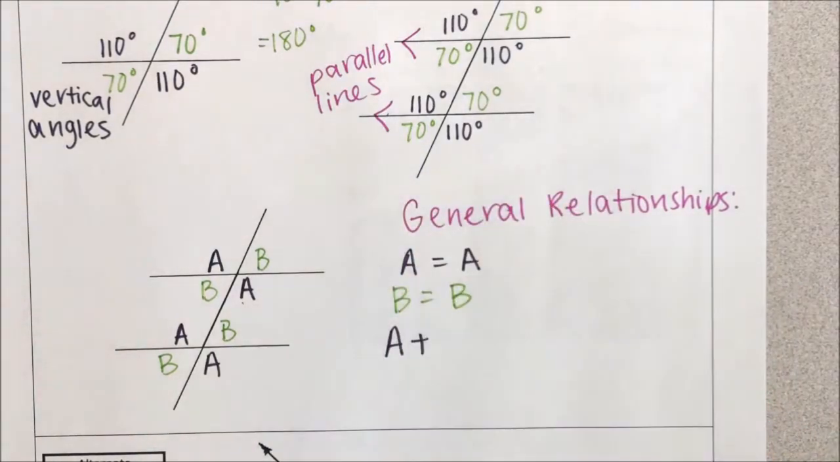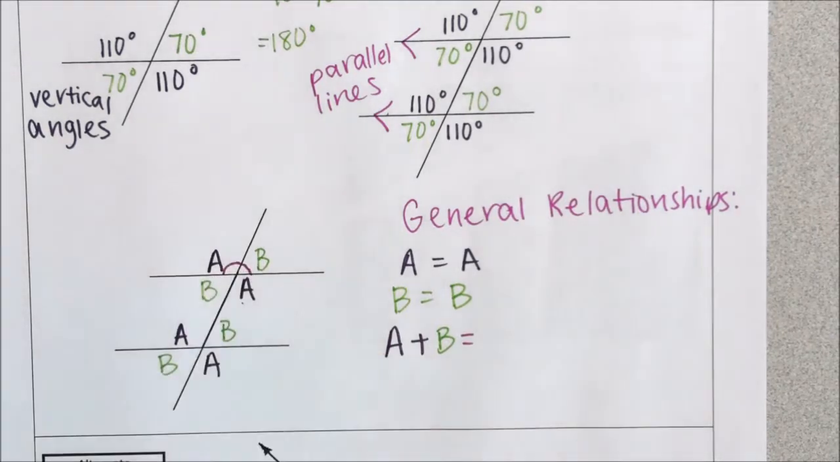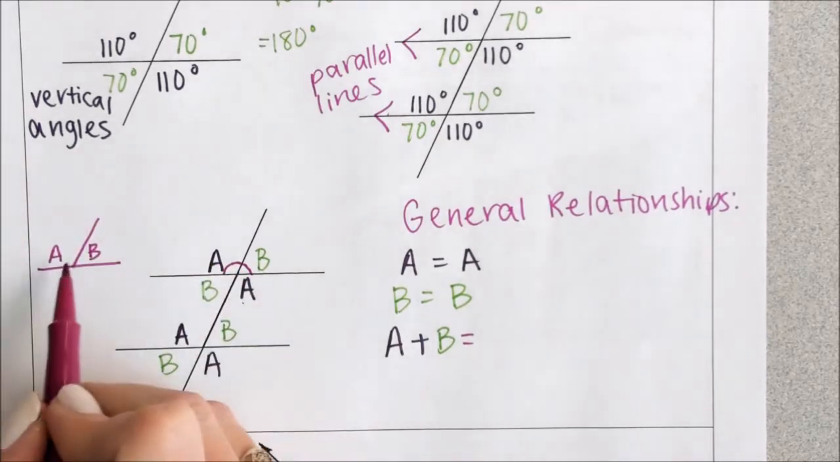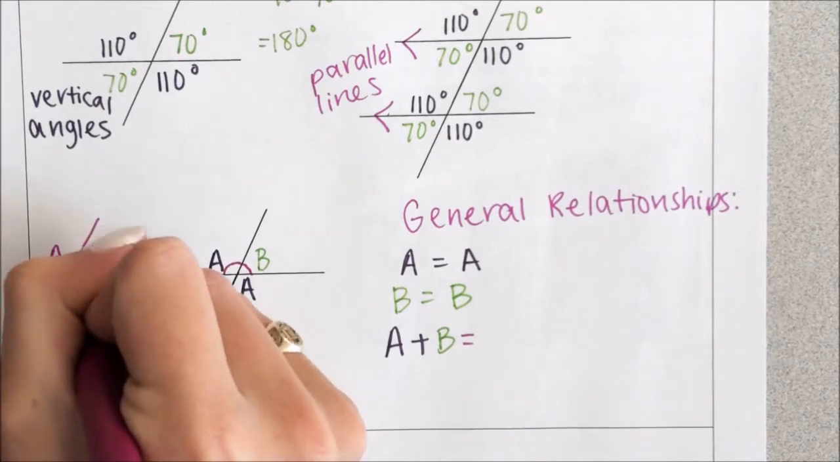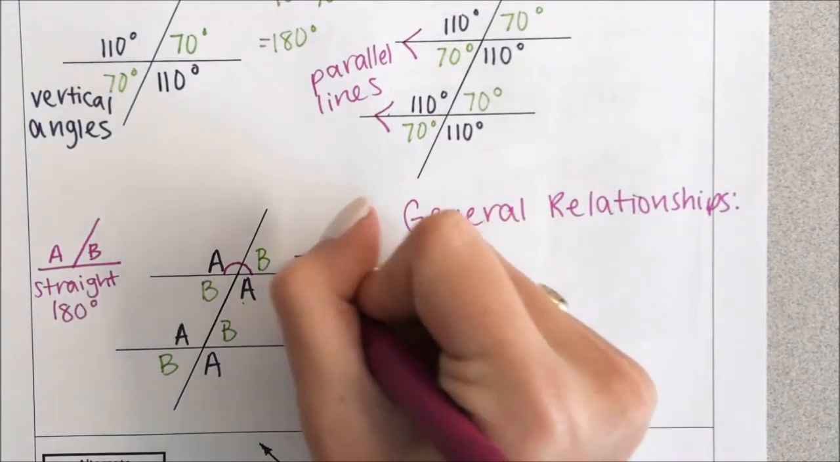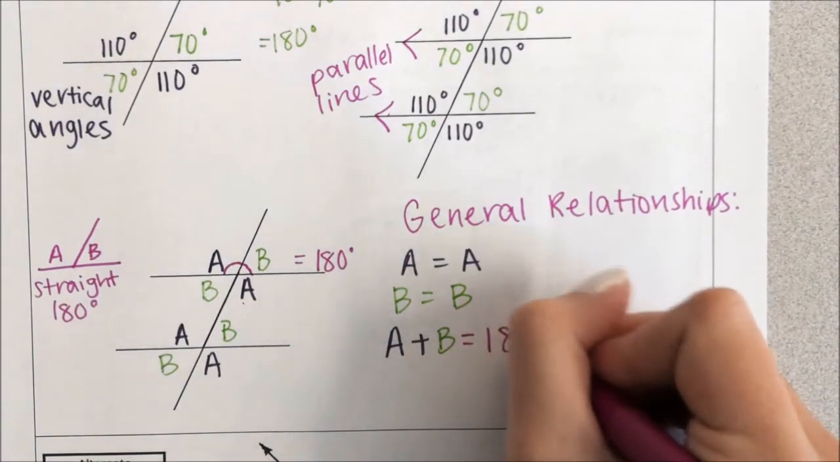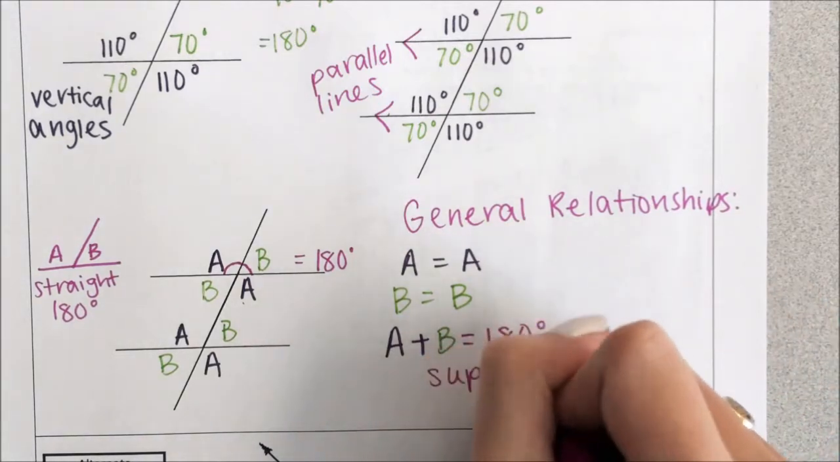But now I want to know what happens if we added an A and a B, that last combination we could get. Well, if we add an A and a B, if I look at this here, an A and a B are going to be just like this picture. I have A and B. And what did we learn that this is called? A straight angle. And a straight angle equals 180 degrees. So these two equal 180. So any A plus any B is equal to 180 degrees, which we say is supplementary.